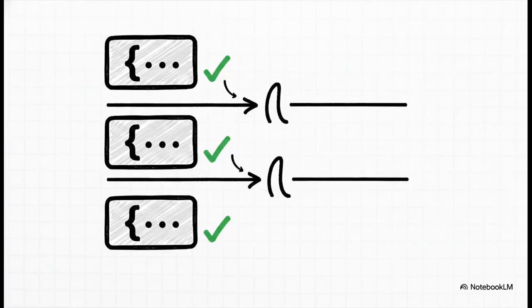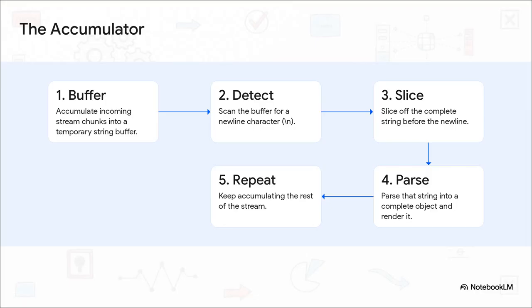And here is the genius of it. A new line character, that simple \n, is a universal and, most importantly, a completely unambiguous boundary. There's no guesswork. When your code sees a new line, it knows with 100% certainty that everything before it is a complete message.